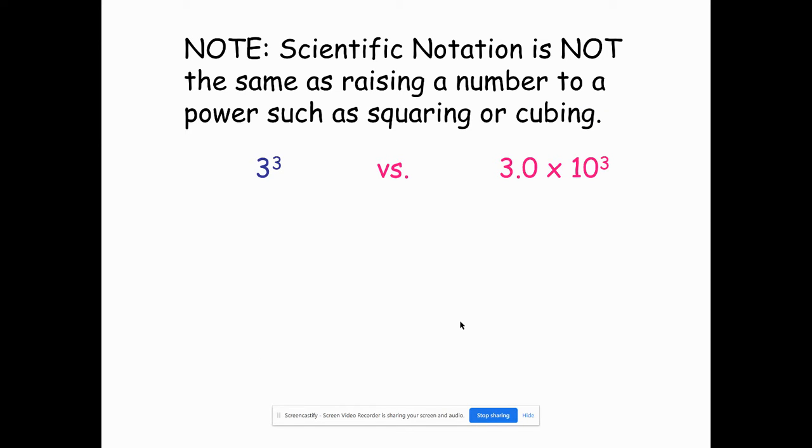Scientific notation is not the same thing as raising a number to a power, right? So 3 to the power of 3 versus 3 times 10 to the power of 3. 3 times 3 times 3 will be 27, versus 3,000. So just make sure that you're careful with that. And that wraps up the last of our significant figures rounding.